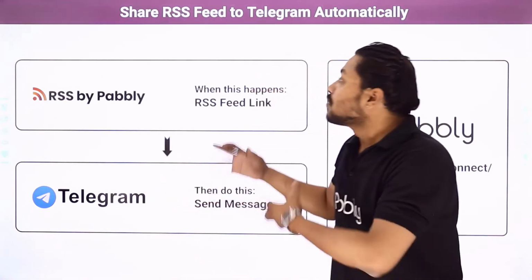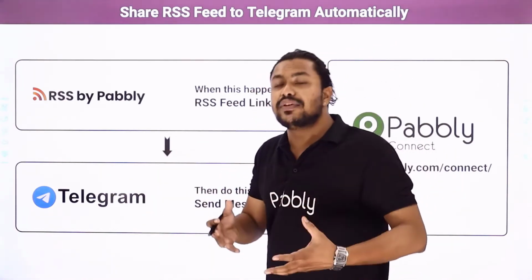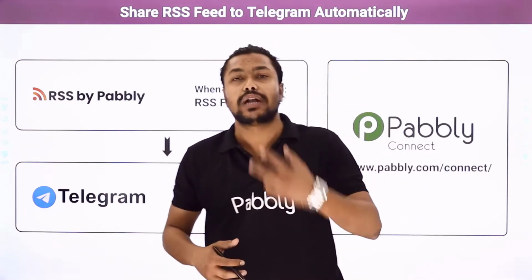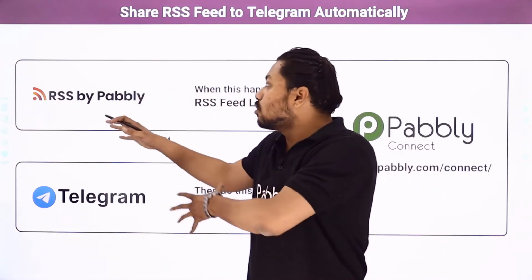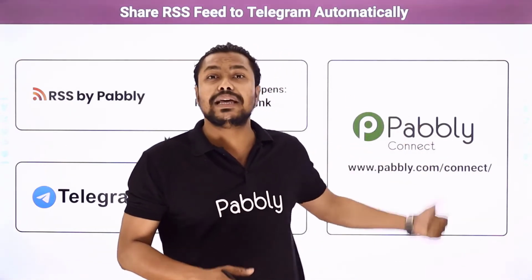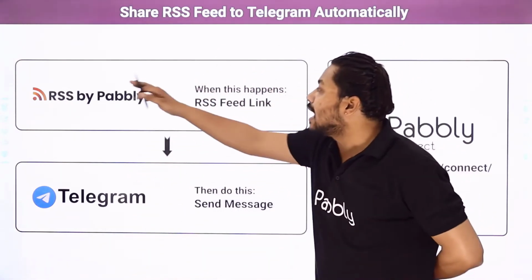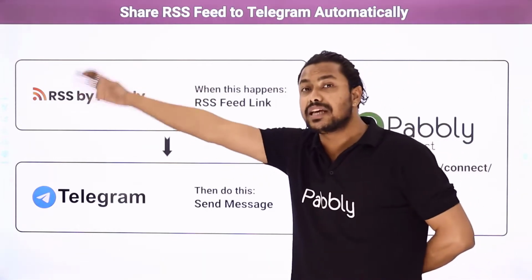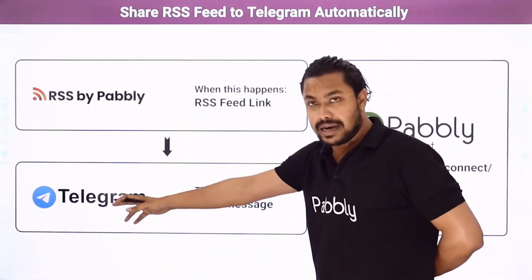Now this automation can be used for various different purposes also. This is just an example of how to use this one. To do this automation, we are going to use an integration and automation service, Pabbly Connect, which will help us connect the RSS feed links from other websites to our Telegram account.